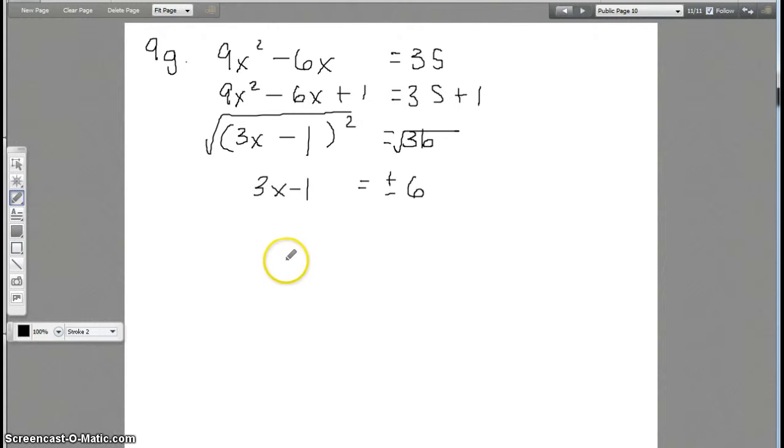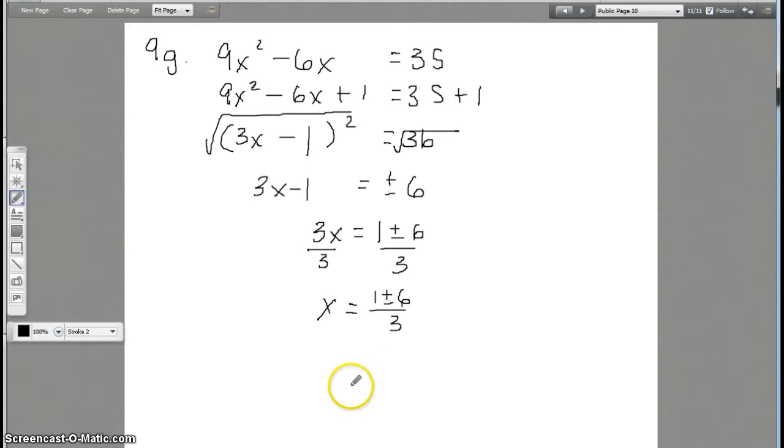Now this is 3x minus 1. So to find out what 3x is, we need to add 1 to both sides. When we do that, we will get 3x equals 1 plus or minus 6. Now this is what 3 times x is. I need to find out what just plain x is. So I'm going to divide both sides by 3, and I will end up with x is equal to 1 plus or minus 6 over 3.